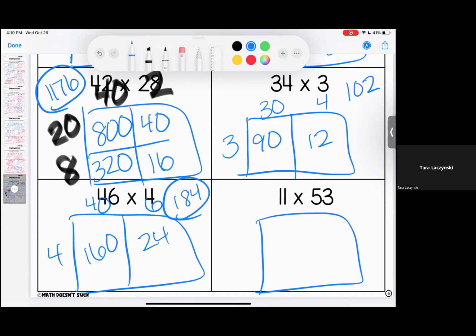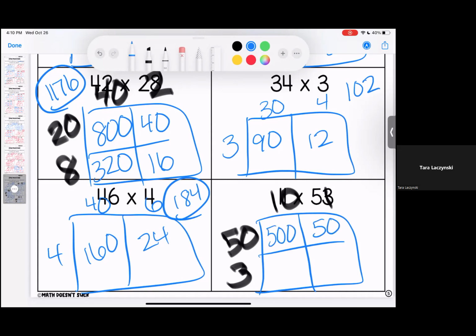And our last one, we have 11 times 53. So we have a 10 and a 1, a 50, and a 3. 5 times 1 is 5 with 2 zeros. 5 times 1 is 5 with 1 zero. 3 times 1 is 3 with a 0. 3 times 1 is 3. If we add our boxes together, we get 583.